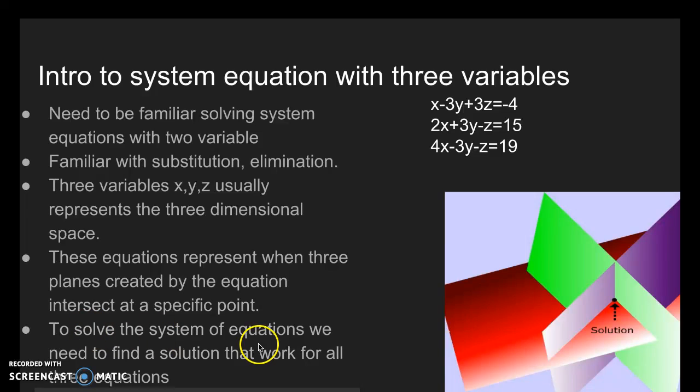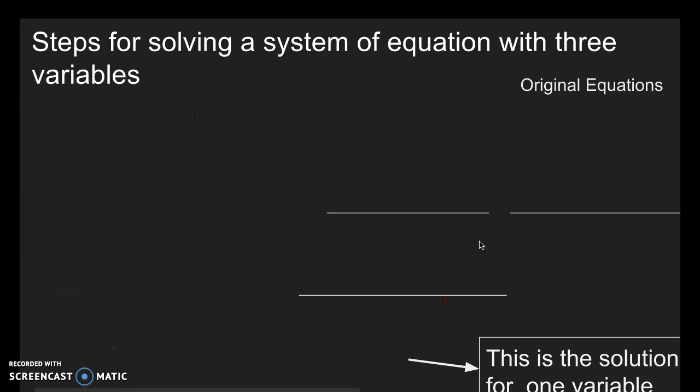So to solve a system of equations, we need to find a solution that works for all three equations. It is the point where all three planes intersect that is going to be the unique solution that works for all three equations right here. Steps for solving a system of equations with three variables.